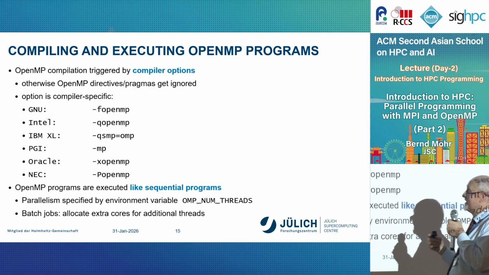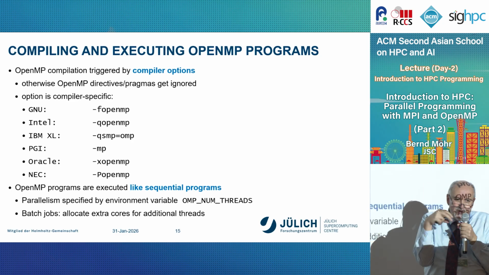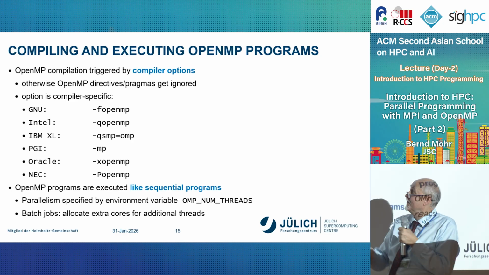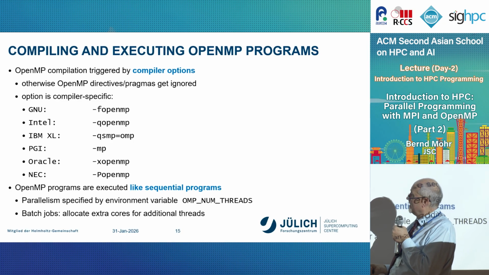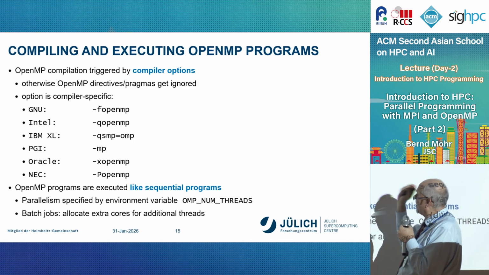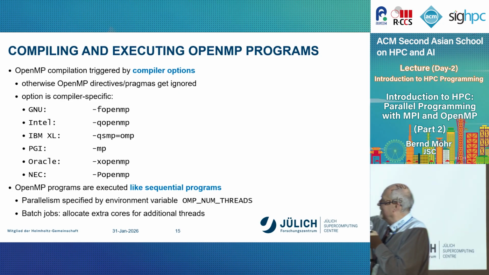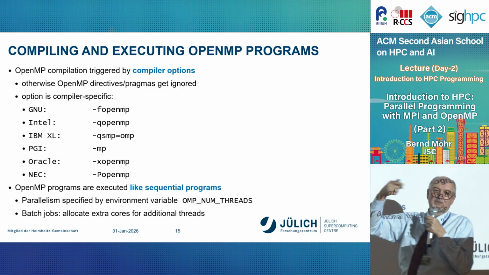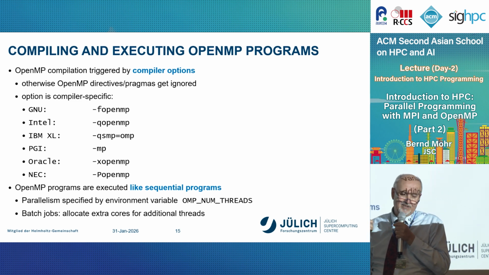And again, this is not standardized. Every compiler has a different option to activate this OpenMP mode. For GNU it's -fopenmp, for Intel it's -qopenmp and so on. And again, you have to look into your documentation: how is this OpenMP flag called? And I'll tell you in the afternoon what the flag is for the Fujitsu compilers.